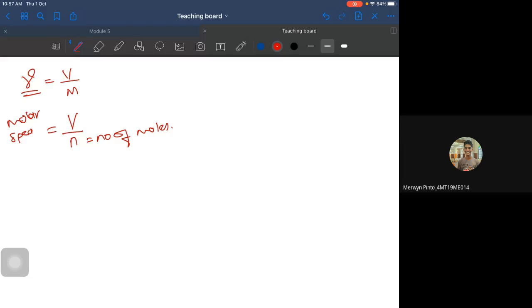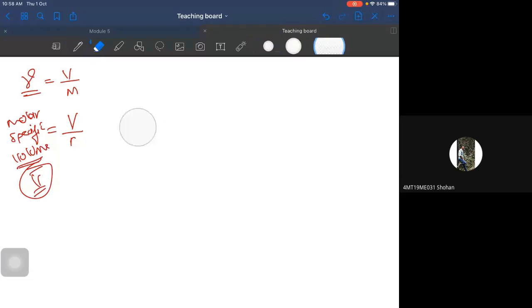So the difference between specific volume and molar specific volume is that specific volume is volume divided by mass, whereas molar specific volume is the volume divided by the number of moles. The molar specific volume is indicated by V bar. So this is all about the basic concepts of ideal gases. Clear, everyone? Yes, sir.